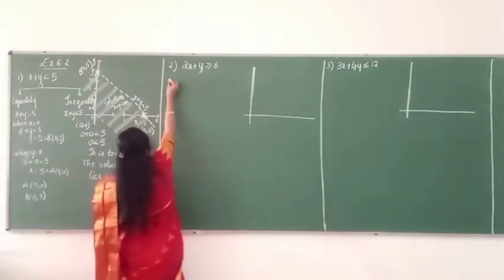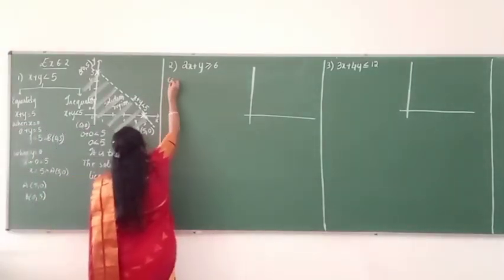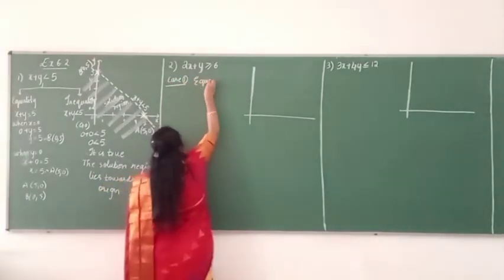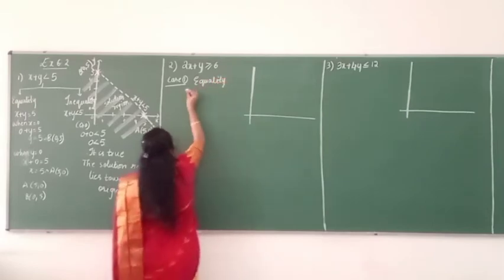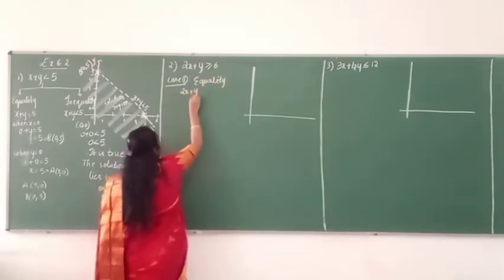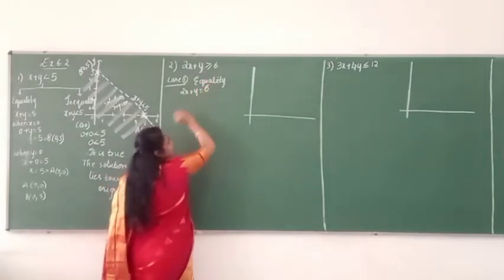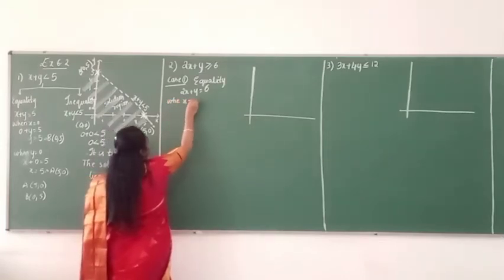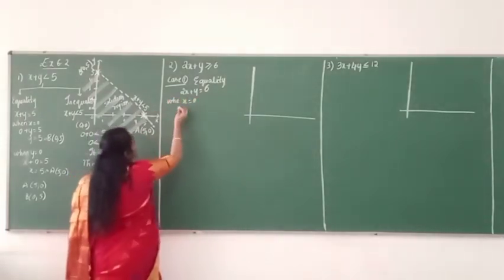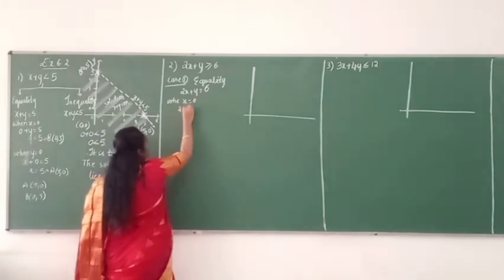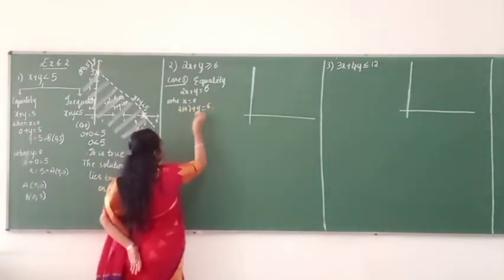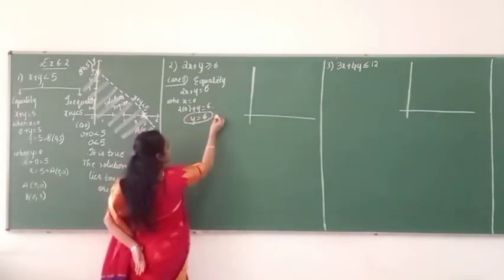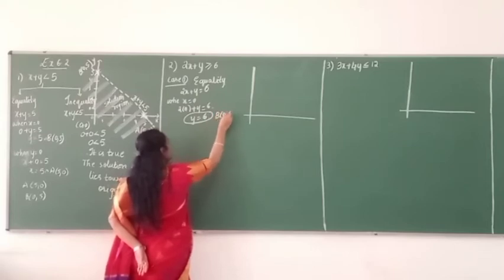So here you can write it as case 1. Even in this manner you can write. Case 1 is equality. So what equality do we have? 2x plus y is equal to 6. Fine. Just substitute when x is equal to 0. So what is it going to be here? 2 into 0 plus y, therefore y is equal to 6. So this is your point B, which is 0 comma 6.